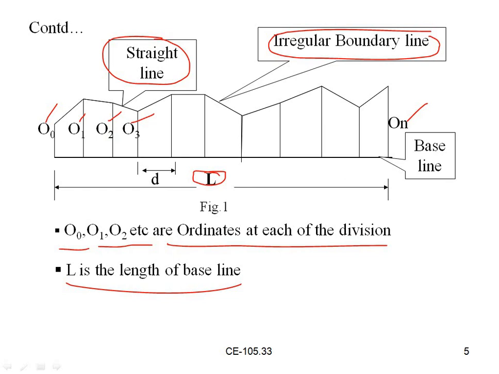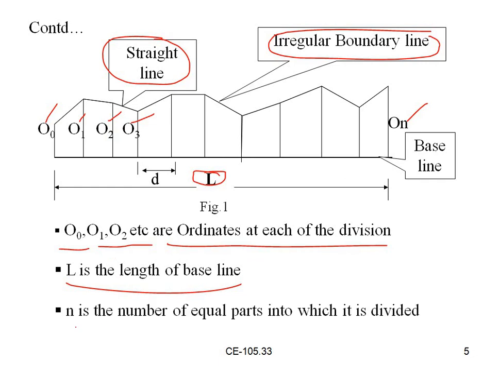These ordinates should compulsorily be marked with arrows. These ordinates should not be missed, with the common intervals. Here L is the length of the baseline and N is the number of equal parts into which it is divided. So this N will be common. You can see how many parts you are dividing into.